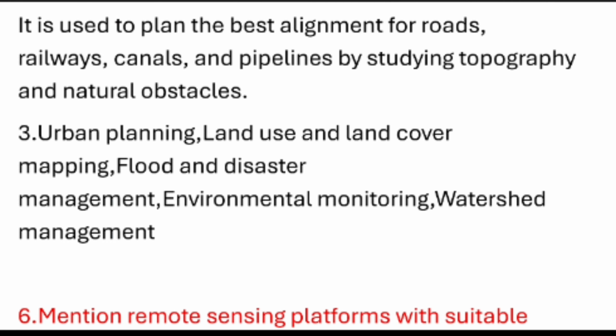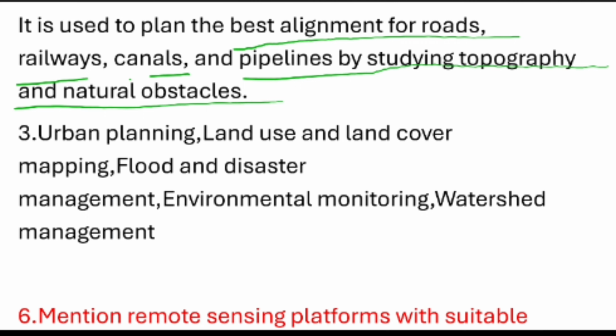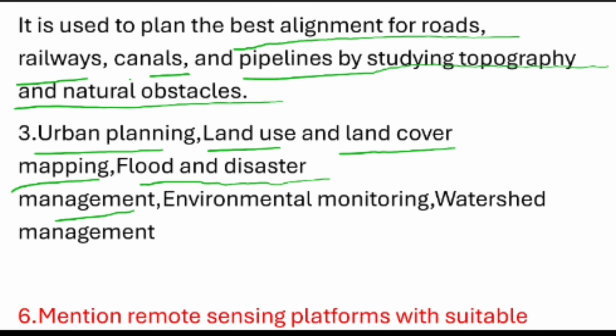Next will be route alignment, for example making highways. Coming to route alignment, remote sensing will give the best alignment of roads, railways, canals, and pipelines based on the study of the topography and natural obstacles. It will give proper information for road surveying. And also we can use it for urban planning, land use, land cover mapping, flood and disaster management, environmental monitoring, and watershed management.